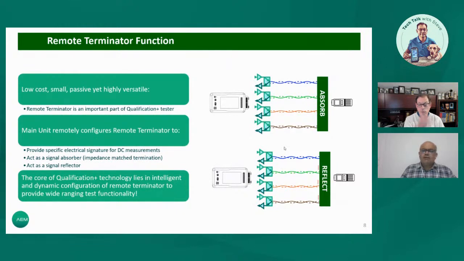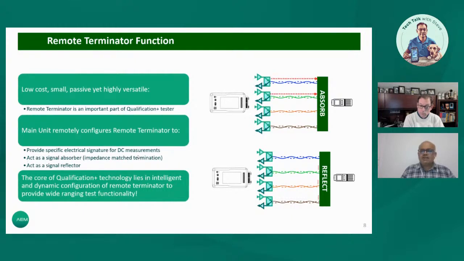The remote terminator, which is a passive device, is in fact a very powerful device, and this is what makes it possible for the NSA to do qualification plus tests. The remote device has several functions. First, it provides a specific electrical signature to the main unit to perform DC measurements like wire map or DC resistance measurement. It can act as an absorber of the signals.